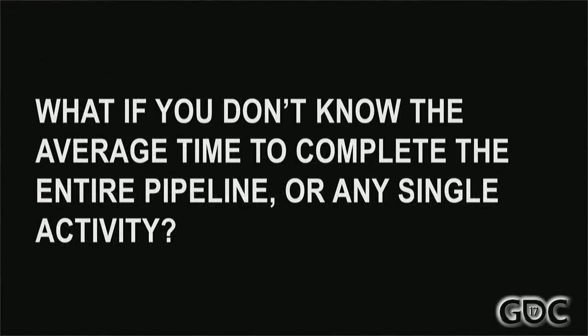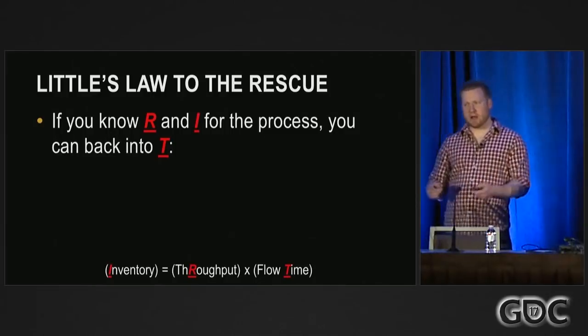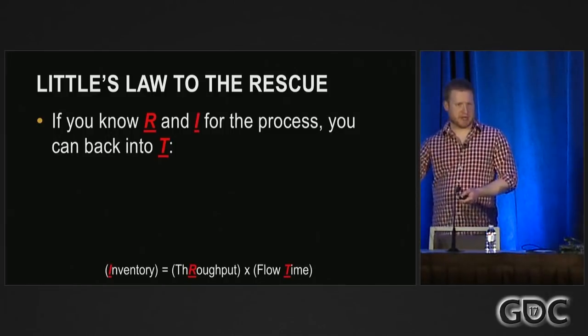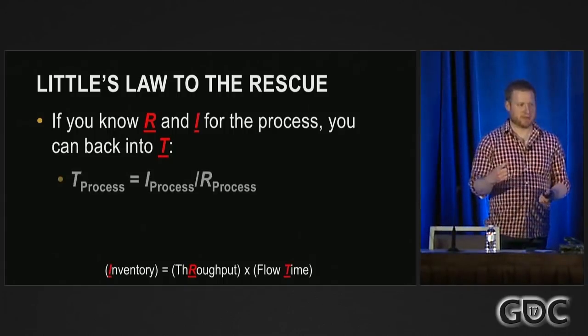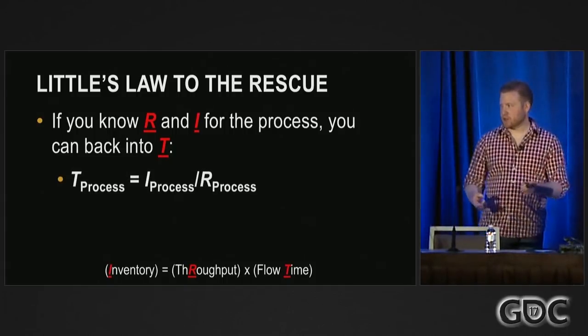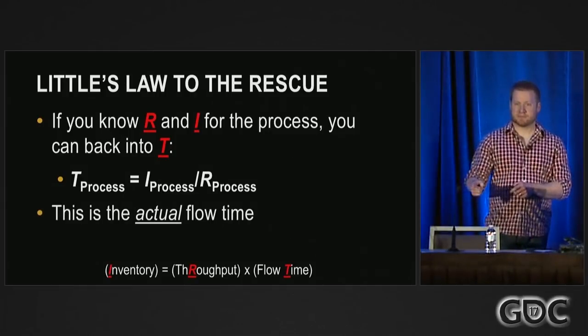So what if you don't know the average time to complete any activity or the entire sequence? Well, Little's Law comes to the rescue. If you know about the average rate things come out of that sequence, and you know how many things are currently somewhere in the sequence being processed, you can back into your actual flow time. Your flow time is just going to be the inventory divided by the throughput. And that will be your actual flow time, not your theoretical.